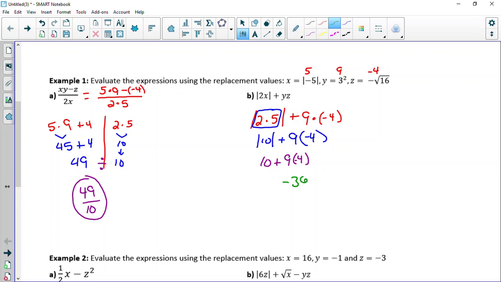Let's say a positive 9 and a negative 4 gives me a negative 36. So I can just bring down the 2. Now I can go ahead and subtract those. And that brings us back to 10 minus 36 ends up giving me negative 26.